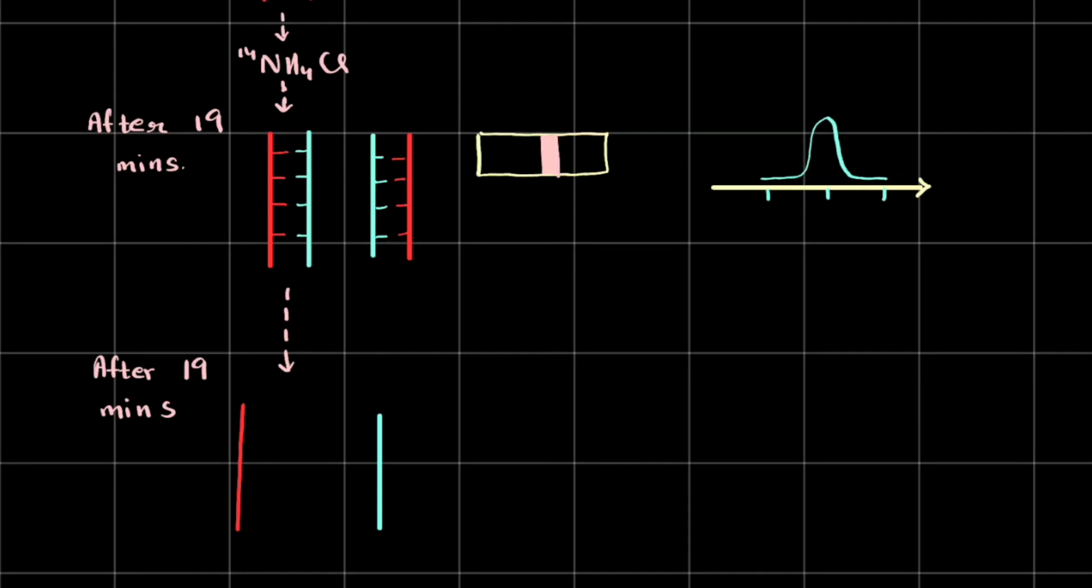Now the daughter strands, will they be red or will they be blue? They'll be blue, because it's still 14NH4Cl. It's still light nitrogen. So the daughter strands will also be light. And since I have depicted light nitrogen and light DNA strands in blue, I have to depict these daughter DNA strands also in blue. So both the daughter DNA strands will be blue, both will be light.